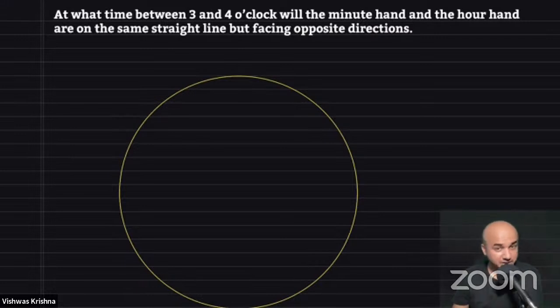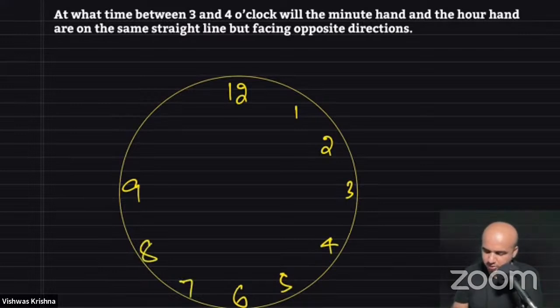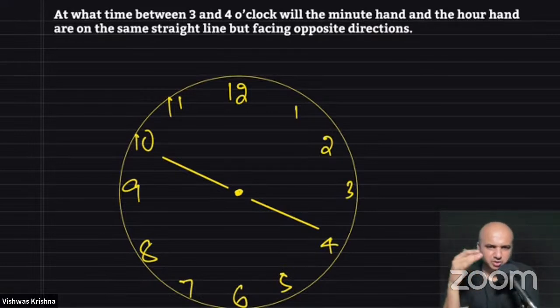If you assume this to be the clock, let's say this is 12, 6, 3, and 9, and then 1, 2, 4, 5, 7, 8, 10, 11. It's an approximately rough diagram of a clock. What they're trying to say is that somewhere between 3 and 4 o'clock, it will be something like this. If this is the middle point, this will be the hour hand and this will be the minute hand, somewhere during this time, because it's closer to 4. We need to arrive at when exactly the minute hand and the hour hand will be on the same straight line.